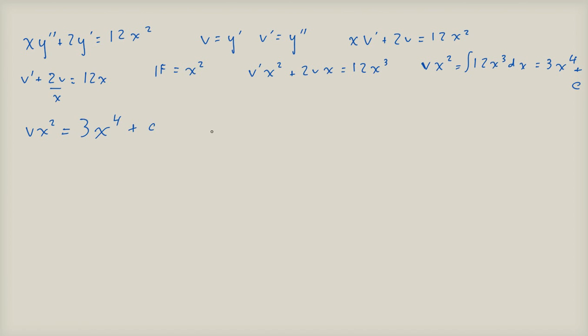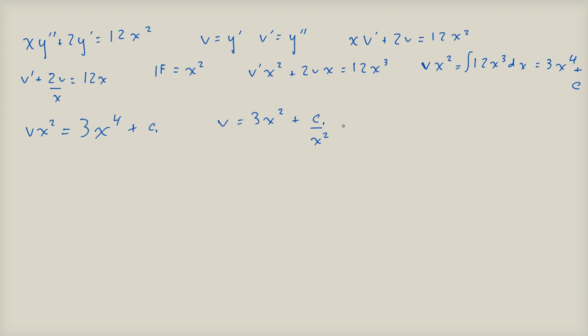So let's simplify for v here. So v is equal to 3x squared plus c over x squared. And one thing we should actually do here is make this a c1. I'm going to get to that. So that's actually just a c1 there.